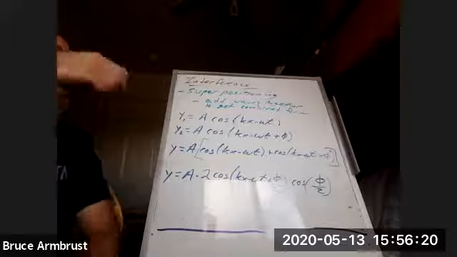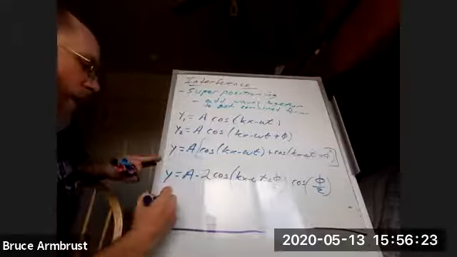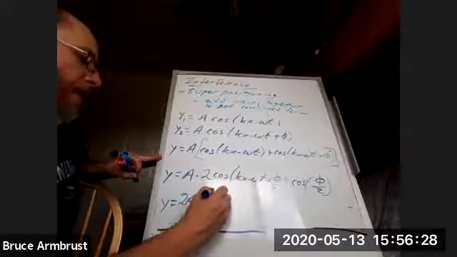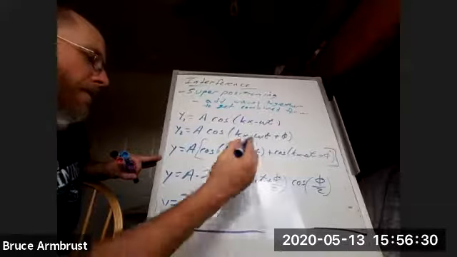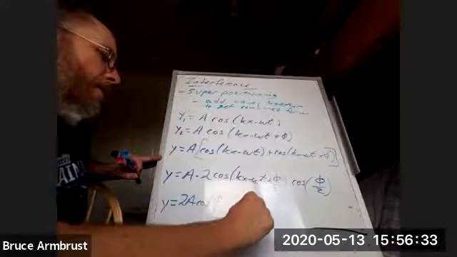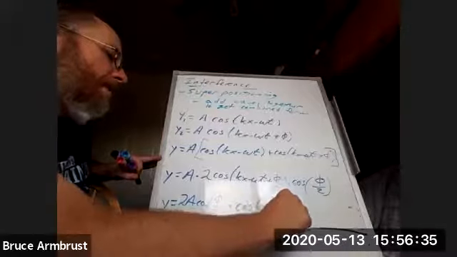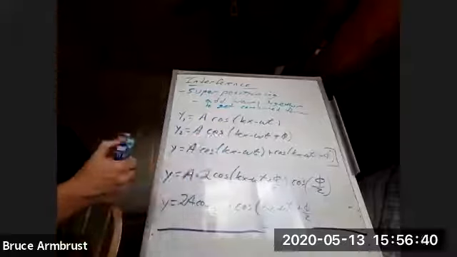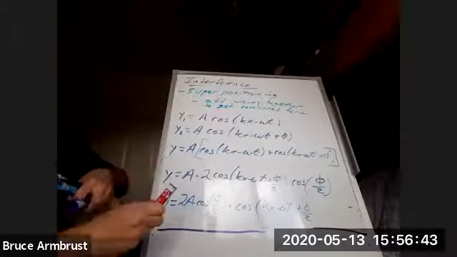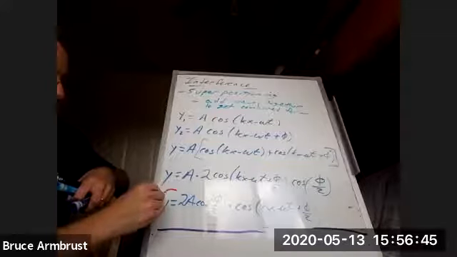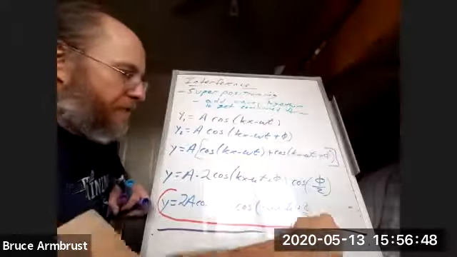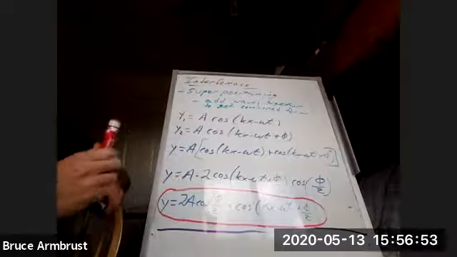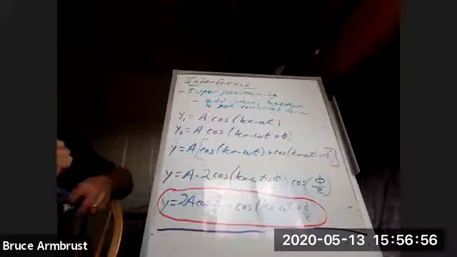So let me just rewrite this real quick. We have y equals 2a cosine of phi over 2 times cosine of kx minus omega t plus phi over 2. Let me circle that because I want to bring your attention to it. This is what we're going to get if we combine 2 sine waves.